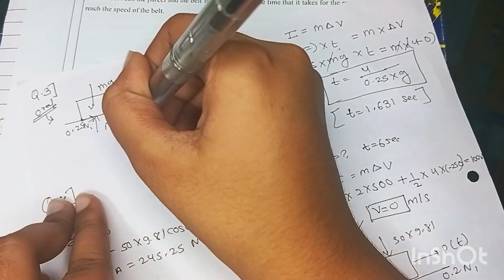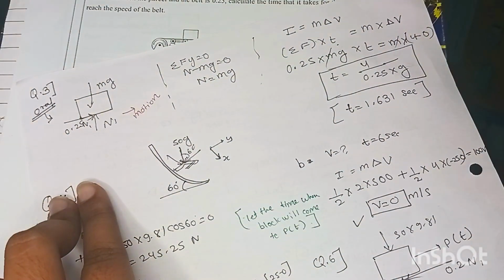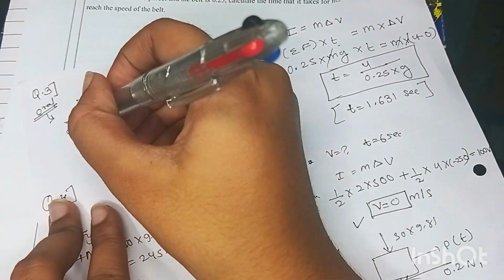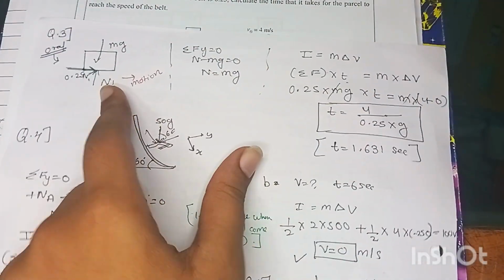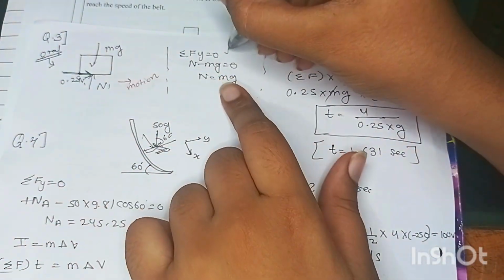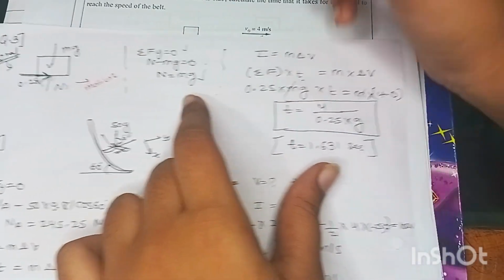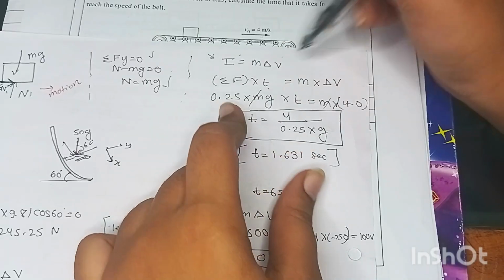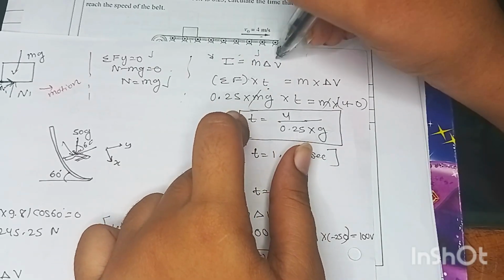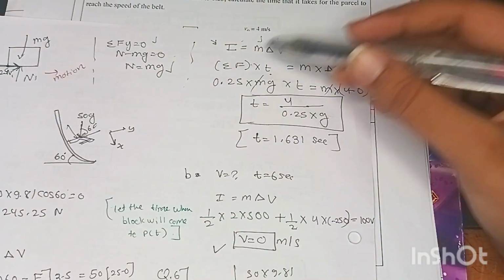The direction of motion is also on the right side. Now this is your friction towards the right side. Now I have to consider summation of Fy equal to 0, so N minus mg is equal to 0, so N is equal to mg. Now I have to consider the impulse formula, that is I is equal to m into v, where m is the mass and v is the change in velocity. So this is nothing but your momentum.